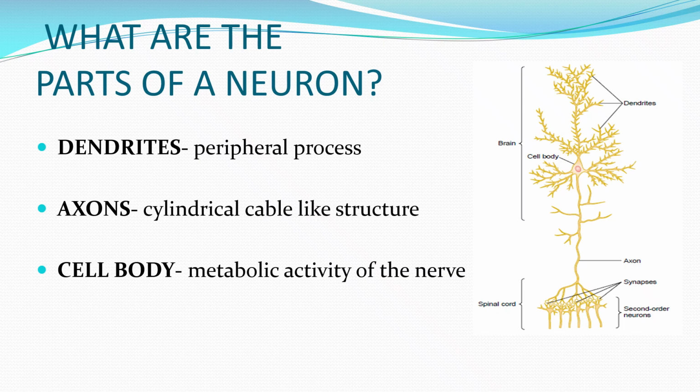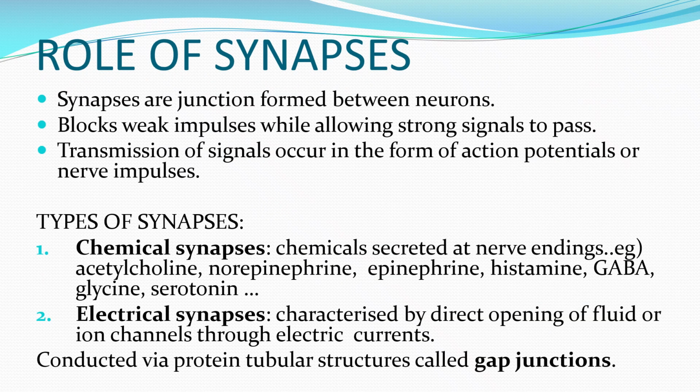Now coming to the basic parts of the neuron, which we already discussed. The cell body is the main integral metabolic structure inside the neuron. Then you have the long cylindrical cable-like structure called the axon. Then the cell body and the dendrites. And then there are the synaptic junctions which are formed between the neurons.